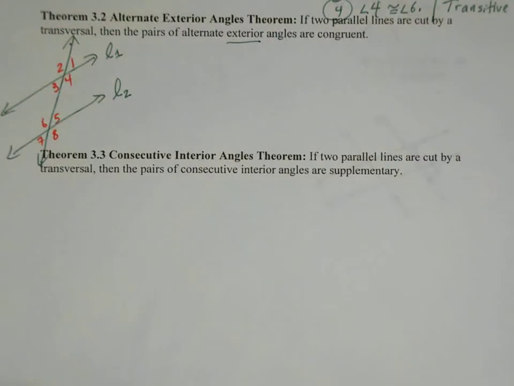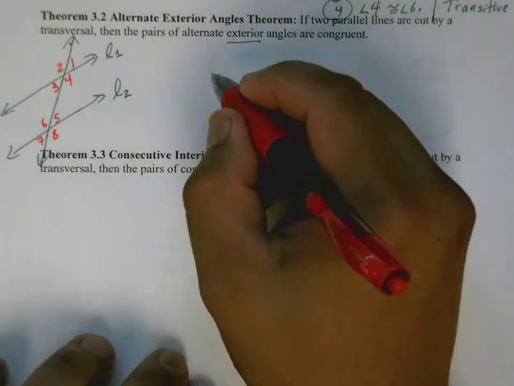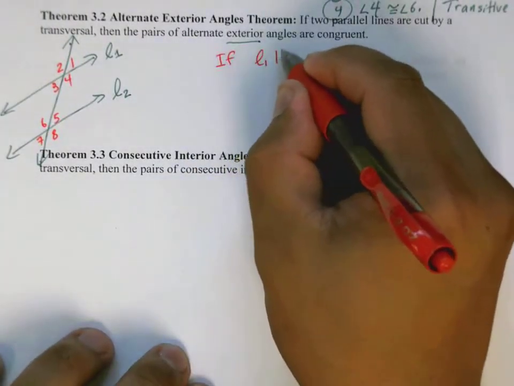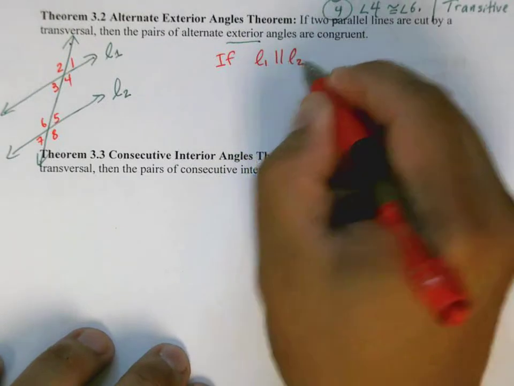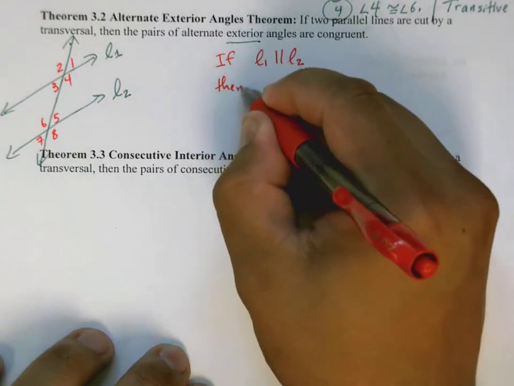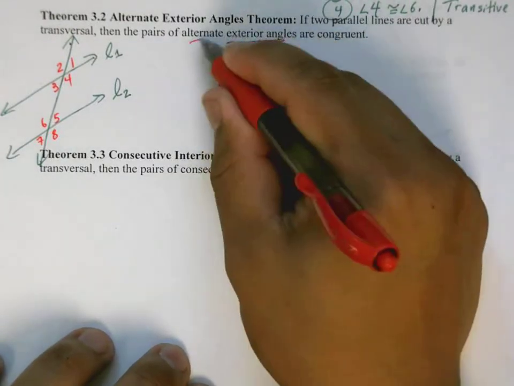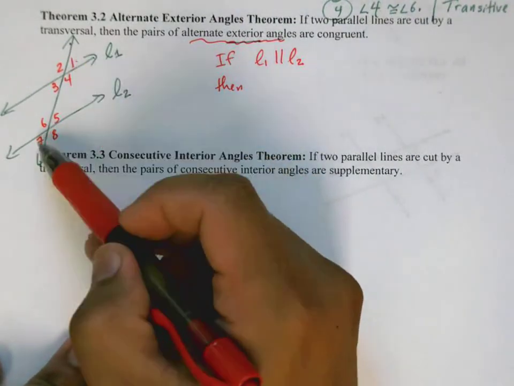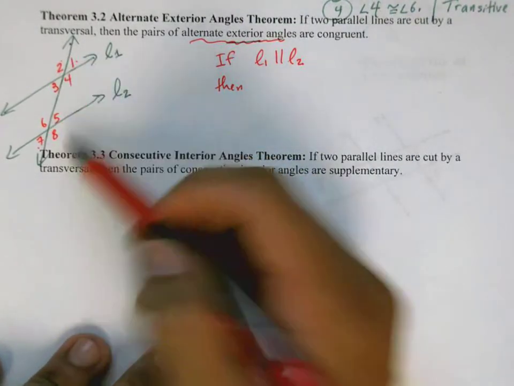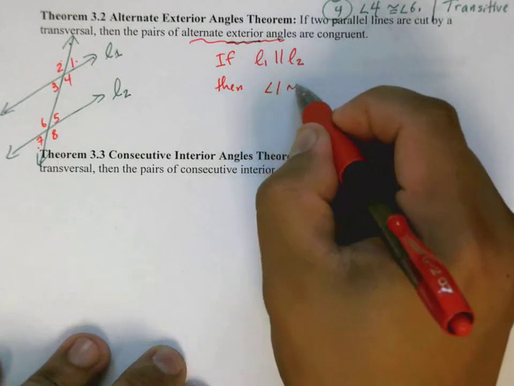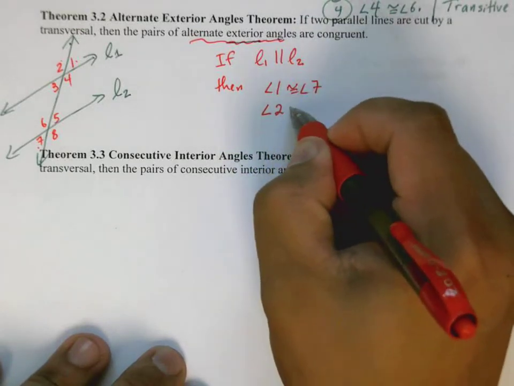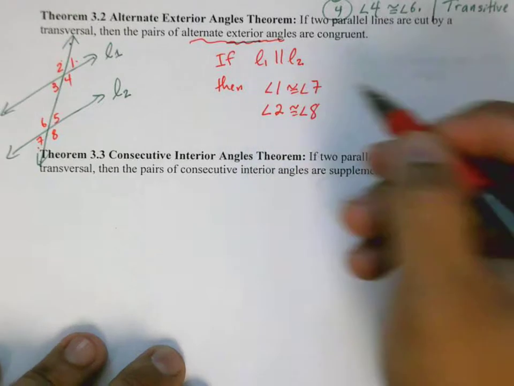So this is really saying, if the 2 lines are parallel, L1 is parallel to L2, then, and we have to identify what are alternate exterior angles. Well, in this case, it's 1 and 7, and then 2 and 8. So angle 1 is congruent to angle 7. Angle 2 is congruent to angle 8. That's what this theorem is saying.